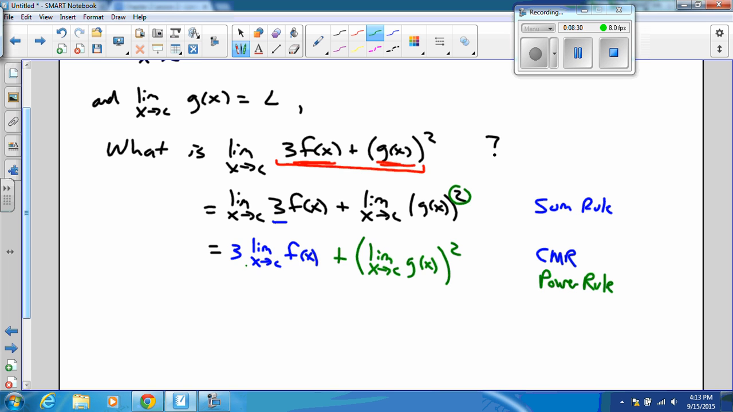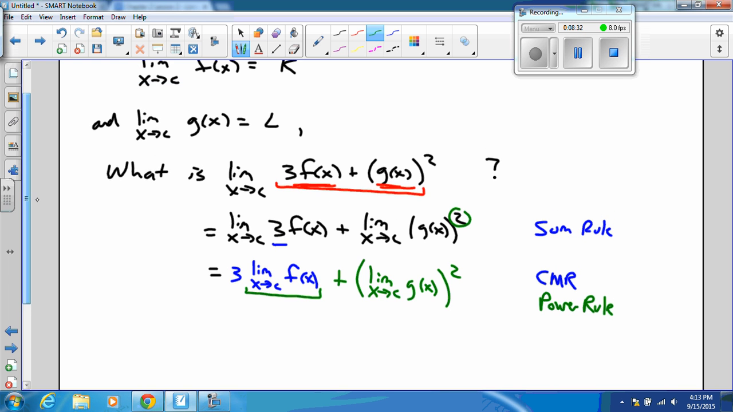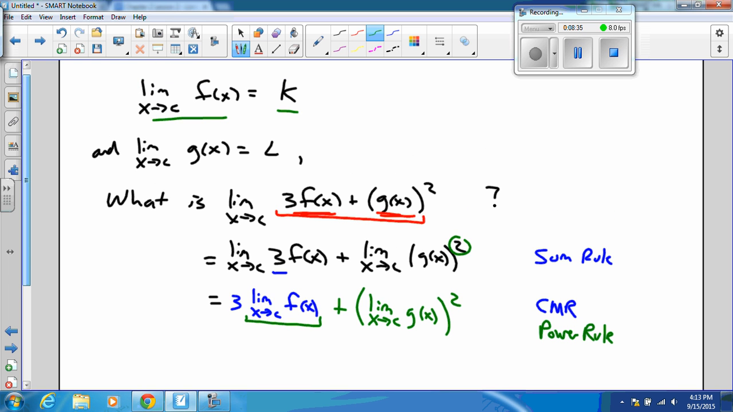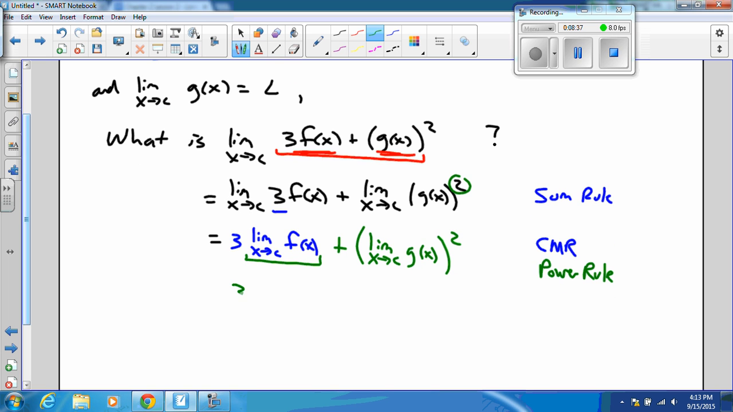And finally, I know what this limit is because the problem originally told me that this limit is k. So I replace the limit with its value, which is k. And likewise, I know what this limit is, which is L. And so I replace that limit with its value, which is L. And I'm done. I get the evaluated expression 3k plus L squared. I hope these three examples help clarify how we use limit properties in order to simplify and evaluate limits.